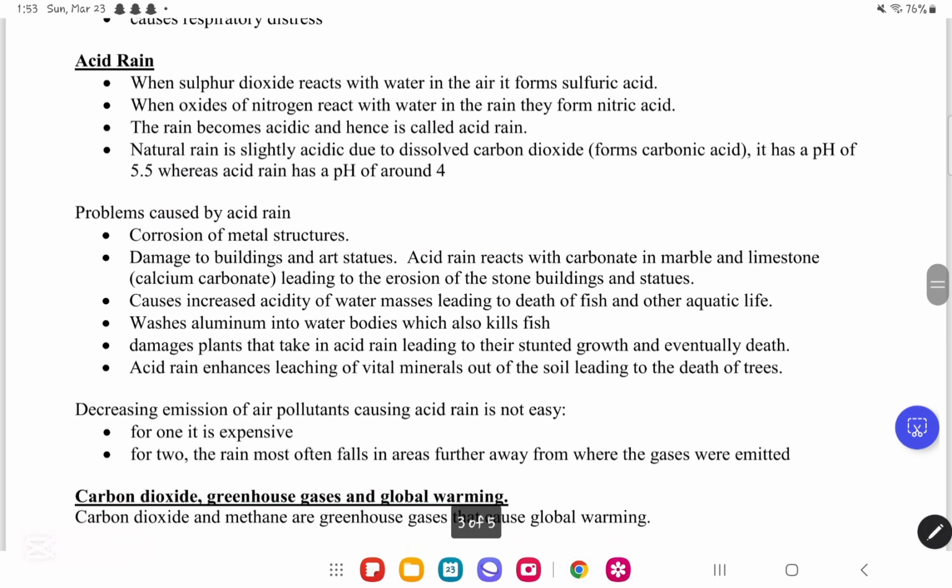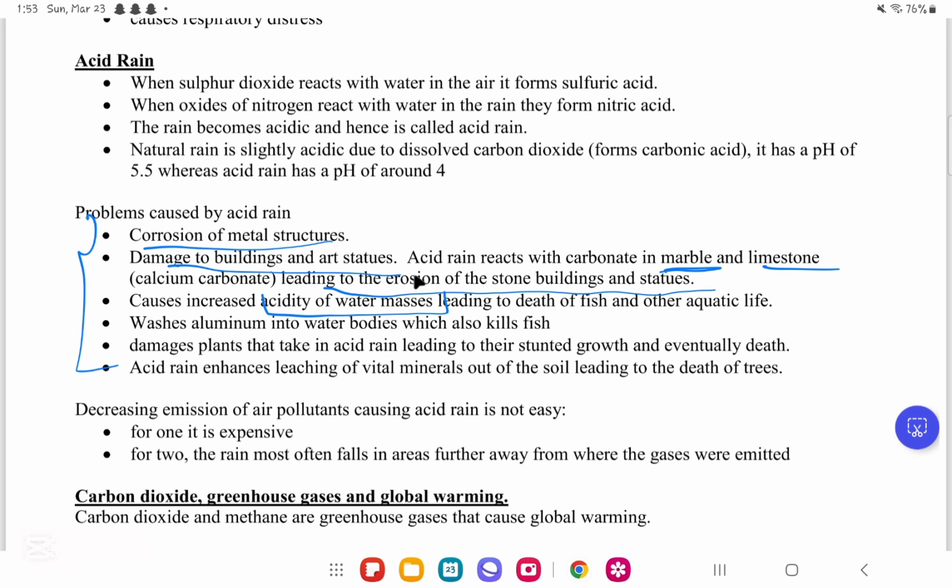Now, what are the problems caused by acid rain? Corrosion of metal structures. Yes, of course, acid plus metal, it will corrode. Then there's damage to buildings and art statues. Acid rain reacts with carbonate in marble and limestone, leading to the erosion of the stone buildings and statues. Then it causes increased acidity of water masses. So if it goes into a lake, it will cause the lake to become acidic and it might kill the fish and other aquatic life.